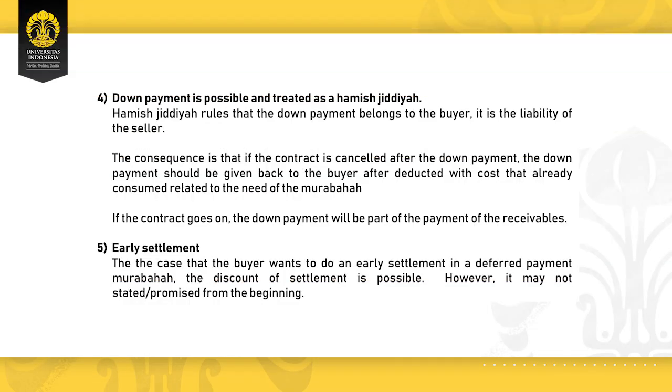Down payment is possible and treated as a Hamish Jiddiyah. Hamish Jiddiyah rules that the down payment belongs to the buyer. It is the liability of the seller. The consequence is that if the contract is cancelled, the down payment should be given back to the buyer after deducting the costs that were already incurred related to the need of the Murabahah. If the contract goes on, the down payment will be part of the payment of the receivables.